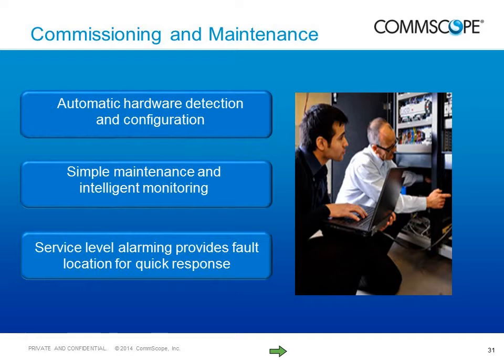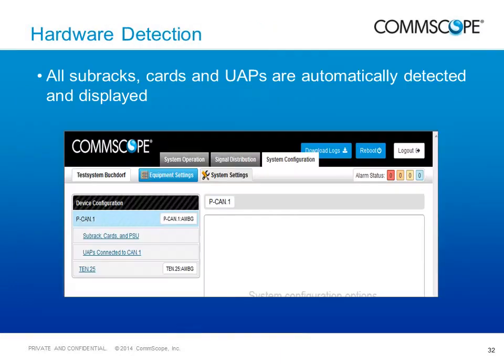installation. We have automatic hardware detection. As soon as a component is plugged in, it is automatically detected by the ION-E system, and that applies to all subracks, cards, and UAPs. They're automatically detected and displayed on the GUI, and then you can select what you want to configure right on the GUI.